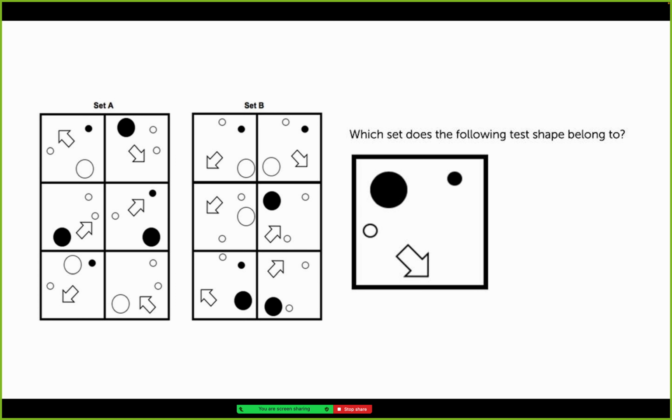Okay. So each box has the same type of shapes and the same number, so it's not number. So I'm noticing the arrows pointing in directions.